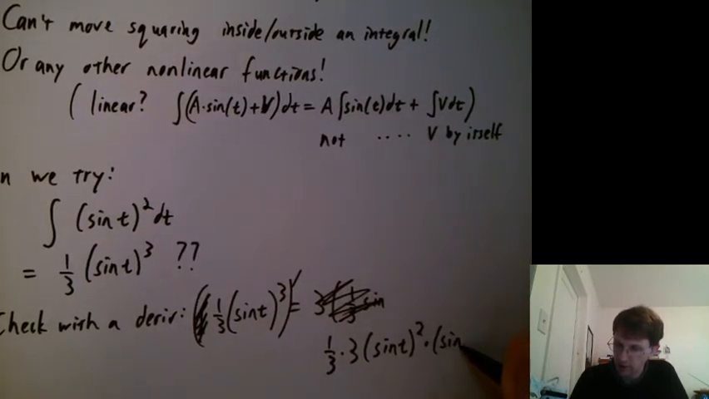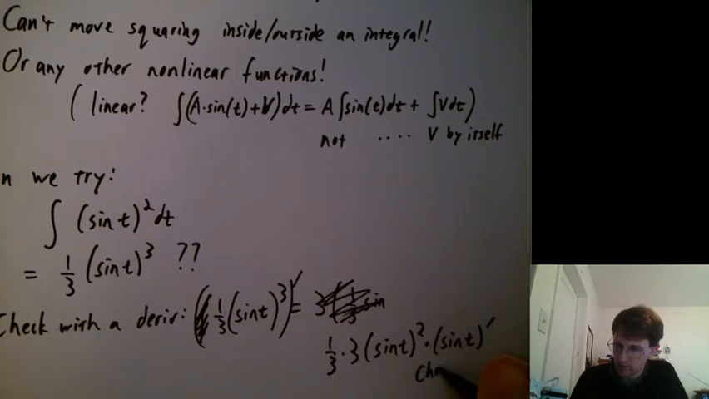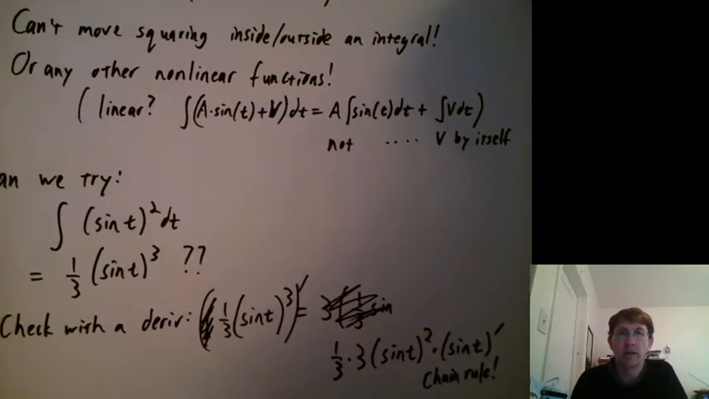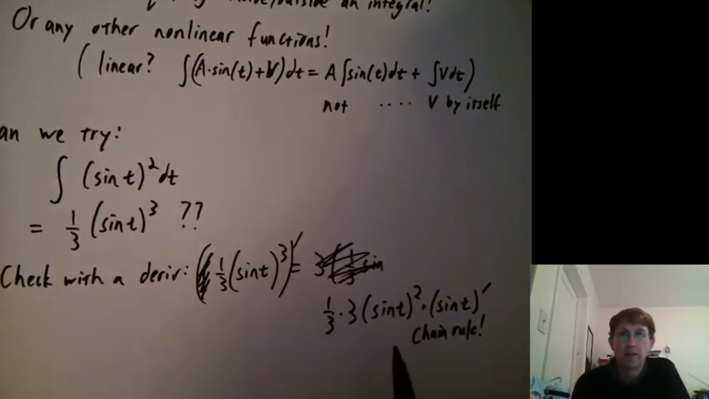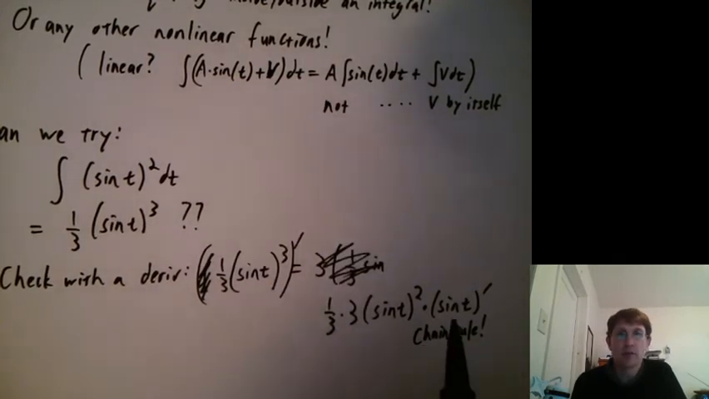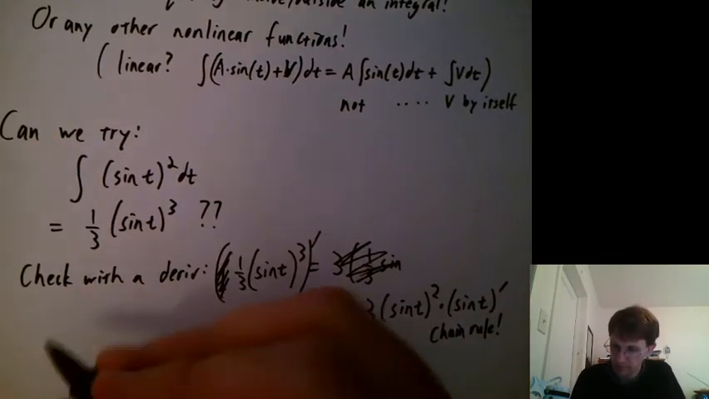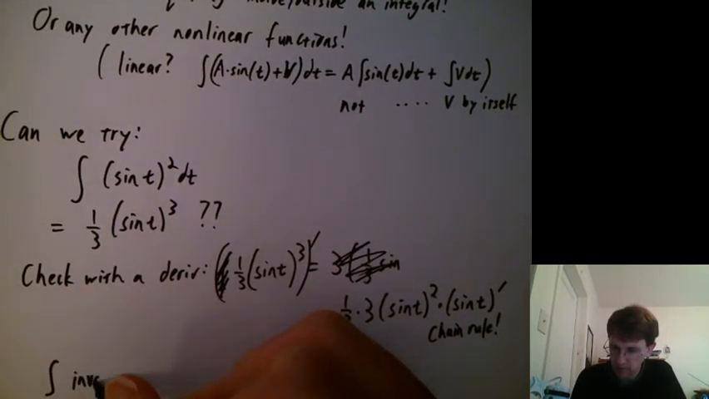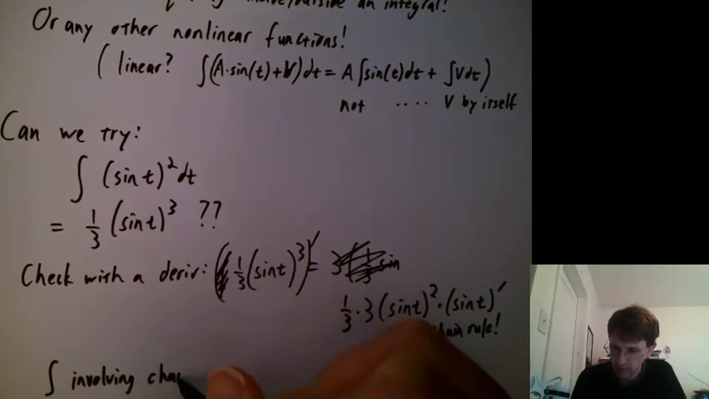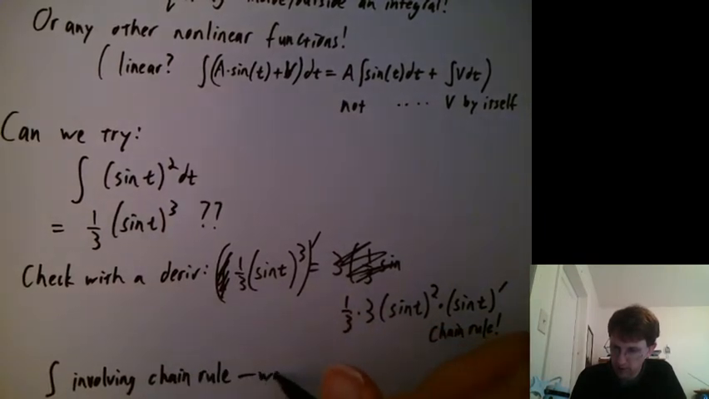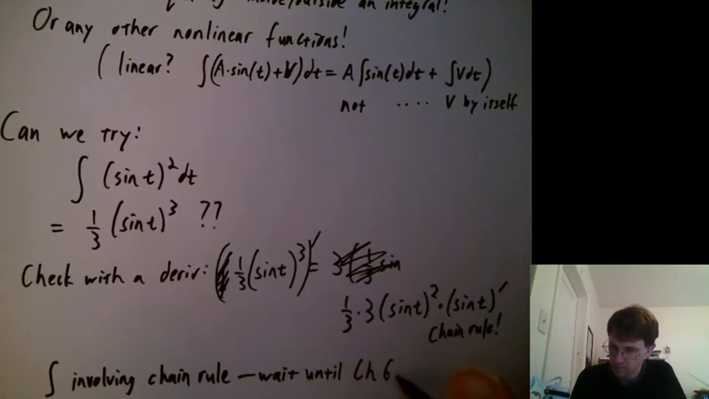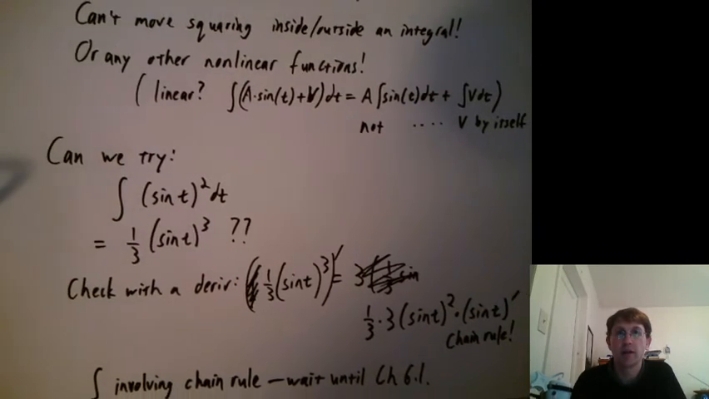But then I have to remember the chain rule. And that's going to give me a cosine, and that's not going to match the overall integral. So if it's a derivative that would end up needing a chain rule, we can't do it here in chapter 5.4. Maybe we can do it in chapter 6.1. So integrals involving the chain rule, we have to wait until chapter 6.1. Okay, so that's all kinds of issues with squaring and other nonlinear functions.